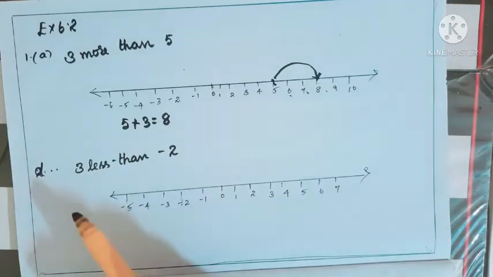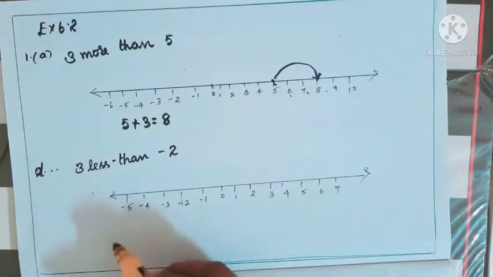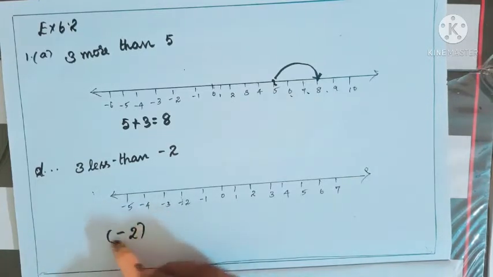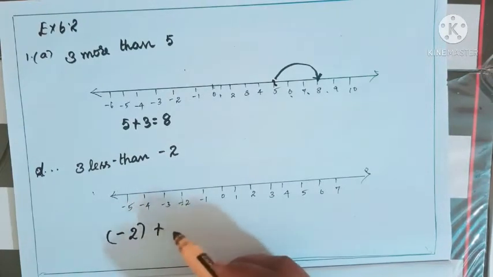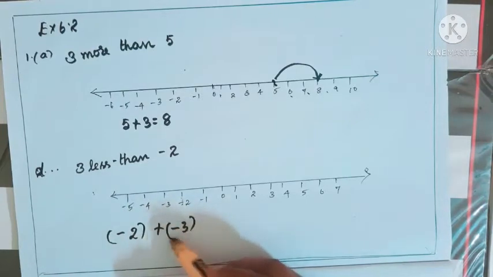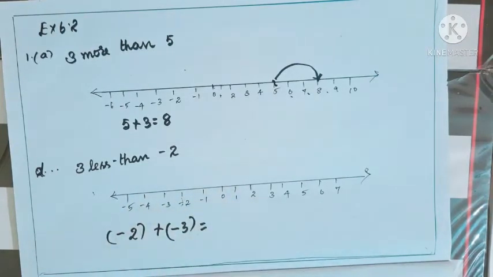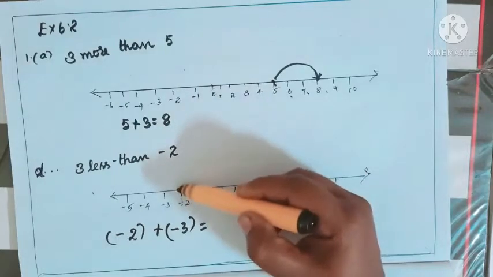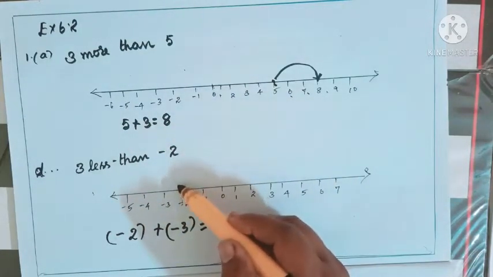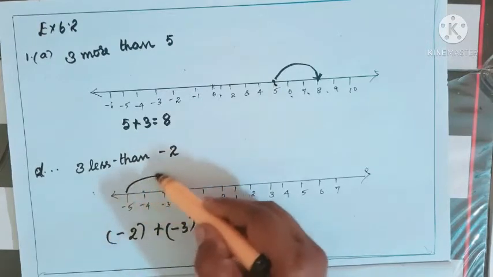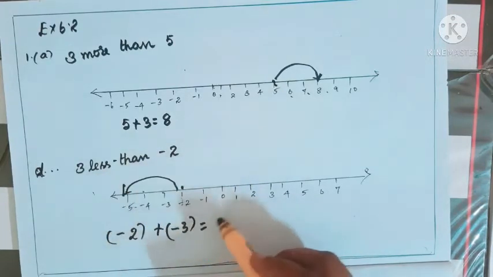Now listen here. 3 less than minus 2. That is how we can represent it in numbers. You can represent it as minus 2. You are standing in minus 2 and you want to reduce that, isn't it? So it is plus minus 3. So that is equal to, you want the answer. Here you are standing in minus 2 now, so you move 3 steps. 1, 2, 3. So the answer is minus 5.